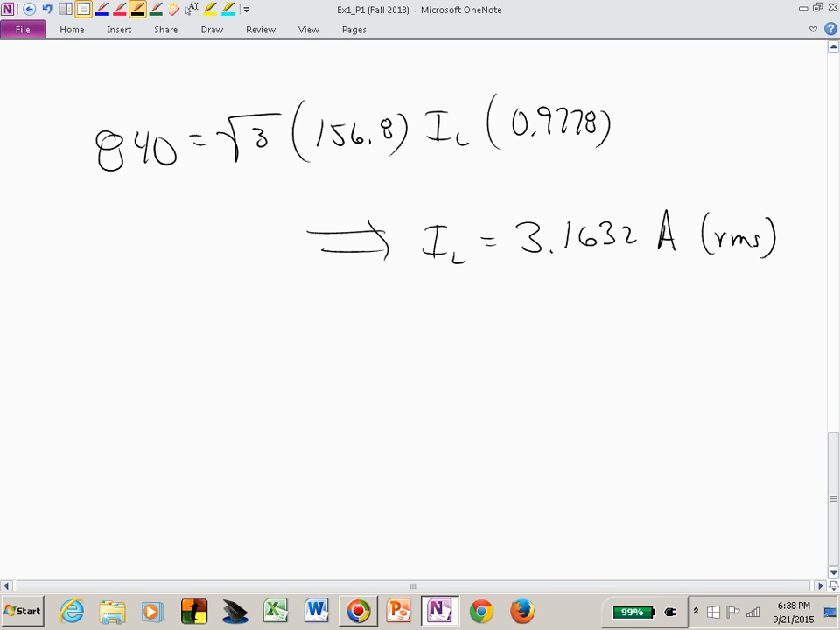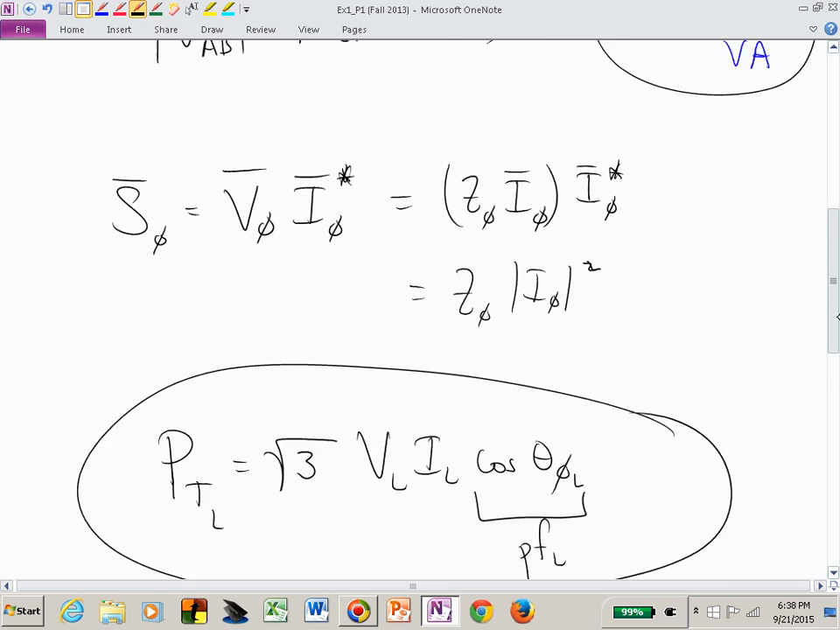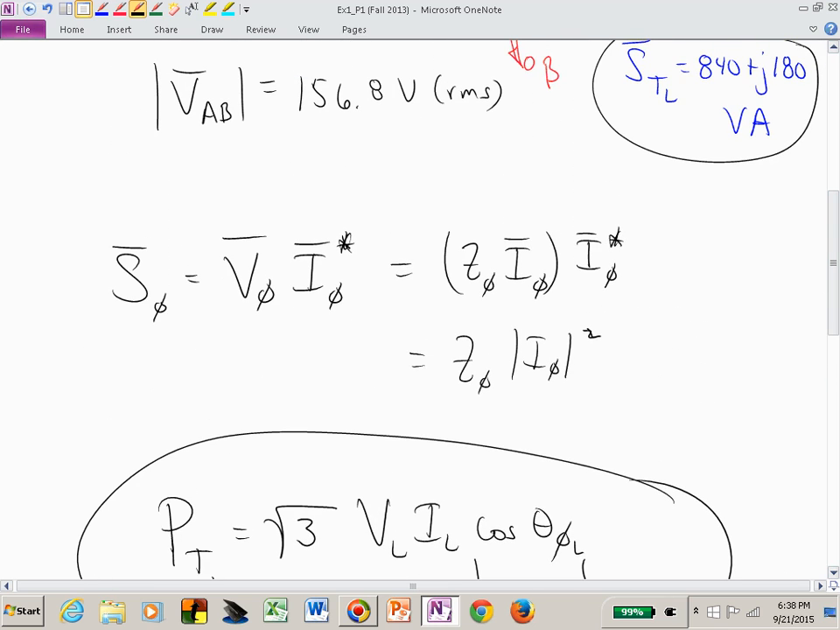This now allows me to find my impedance of the load, but now it is critical that you only use the complex power of one phase. Is that clear?